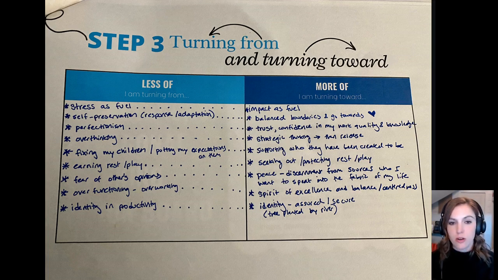And so I continue to put this on my own, less of and more of. Mine this year says, I'm turning from stress as fuel to impact as fuel. And that idea of fuel comes from John Acuff, his most recent book, All It Takes Is a Goal. He has a chapter where he speaks about this, and it really resonated with me. A couple others that are on my list. Let's see. I'm turning from earning rest and play to seeking out and protecting rest and play. And so I love that idea. I'm also turning from fear of others' opinions to peace and discernment from sources who I want to speak into the fabric of my life.